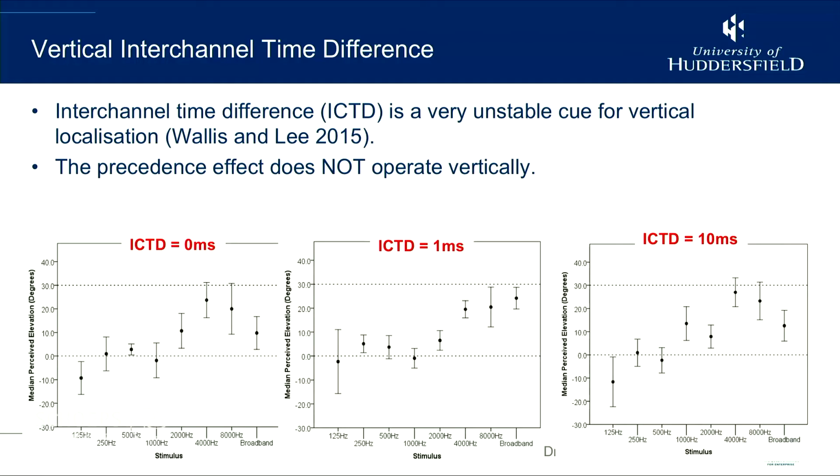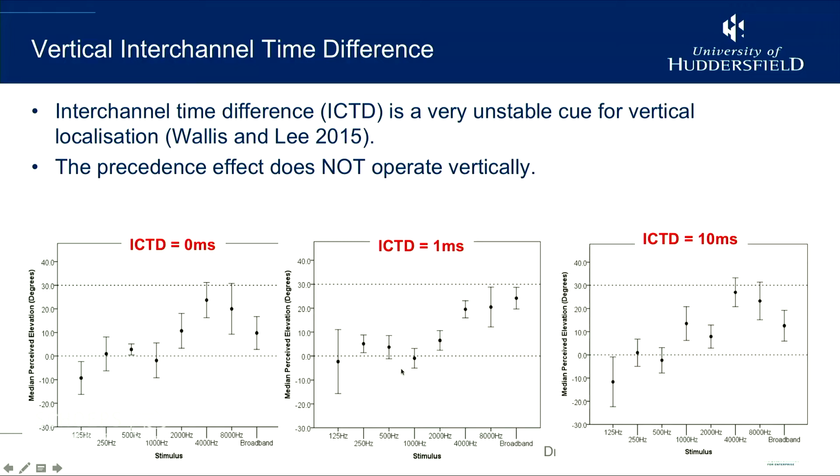So we did some listening tests to see how effective this interchannel time difference cue is. We set two speakers in the median plane, and we applied various different time delays to the height channel speaker: 0 millisecond, 1 millisecond, and 10 millisecond. I'm just showing these three examples here, but we tested other time delays between 1 and 10 millisecond. The first thing we noticed is that for different frequency bands, these are octave band pink noises from 125 hertz to 8 kilohertz, they all were perceived to be in a kind of unexpected direction.